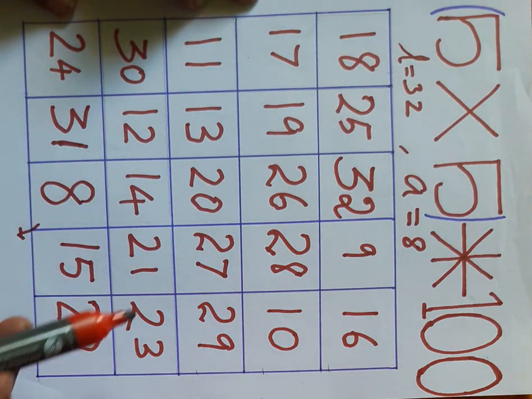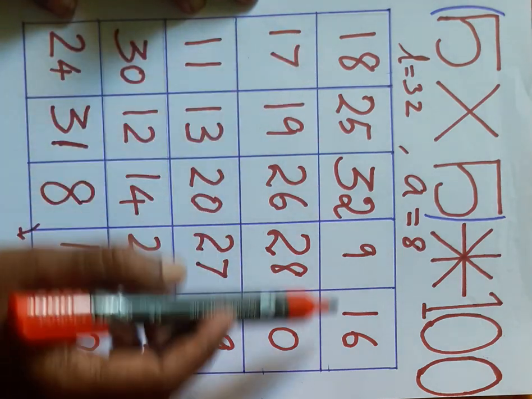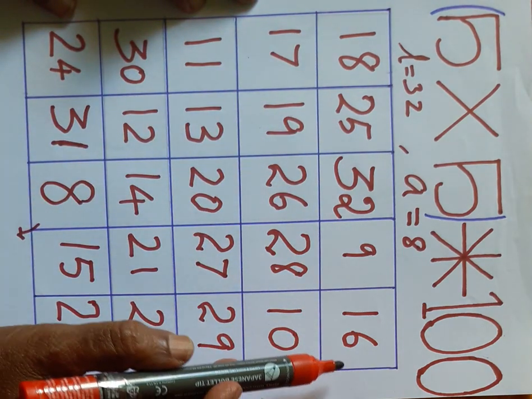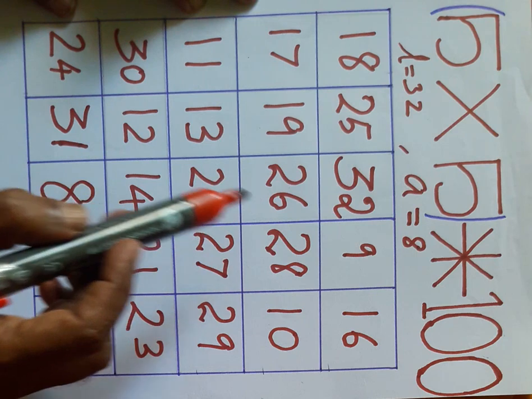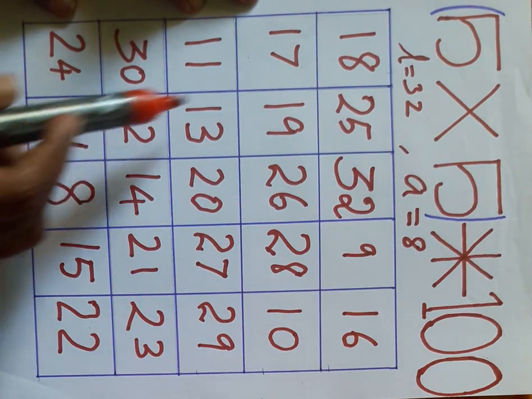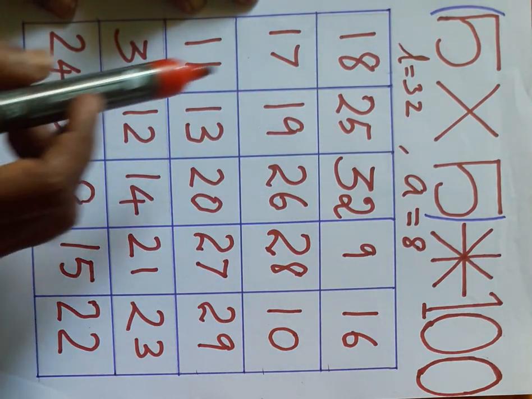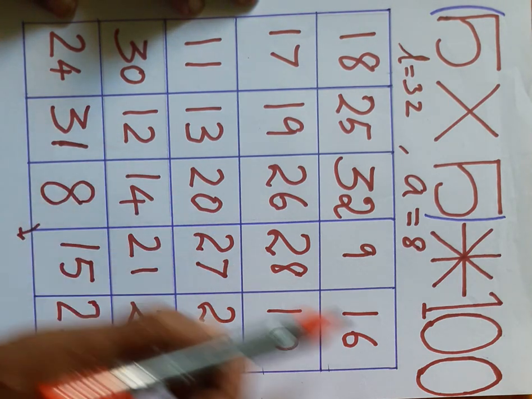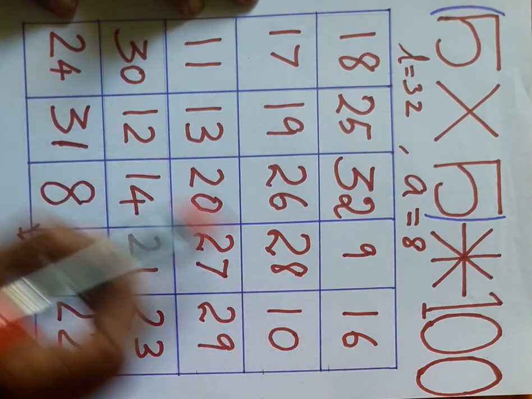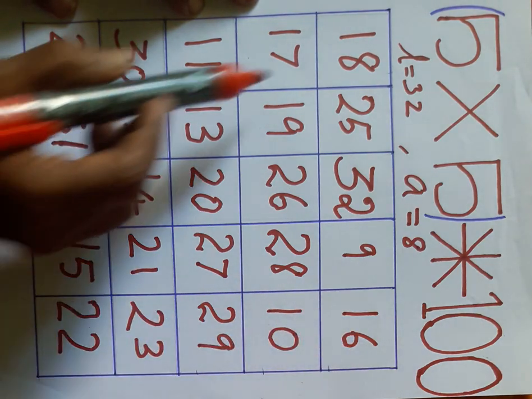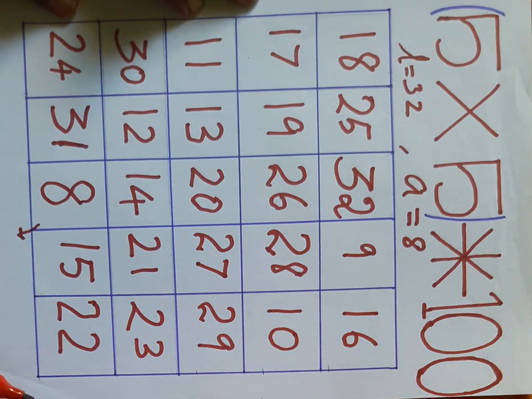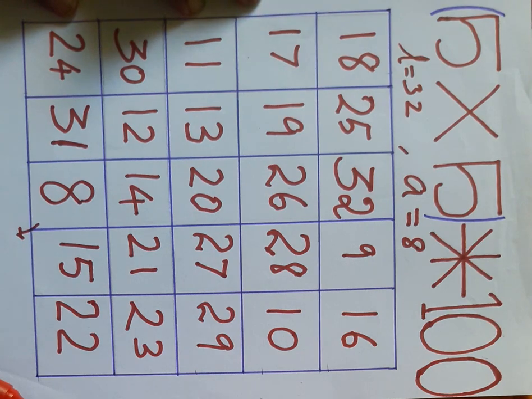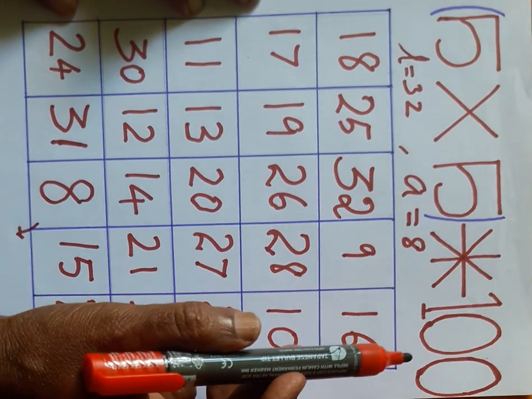Now you can check. For all the rows, the sum of each row will be 100. Second row, third row, fourth row, fifth row. Similarly, all the vertical columns also, the sum of any side is equal to 100. Also the diagonals, this diagonal 100, also this diagonal 100. This is a magic square table 5 by 5. The sum of any direction is 100.